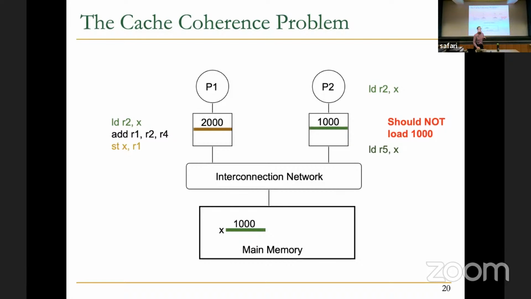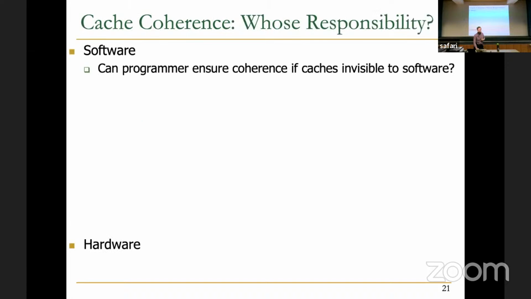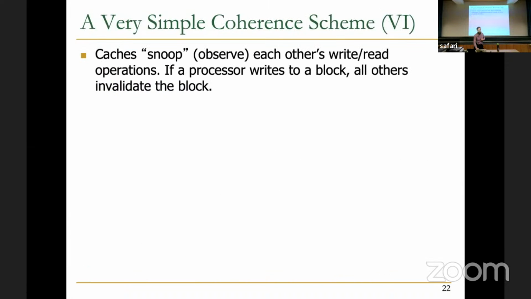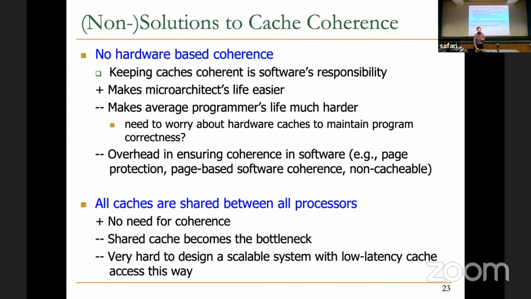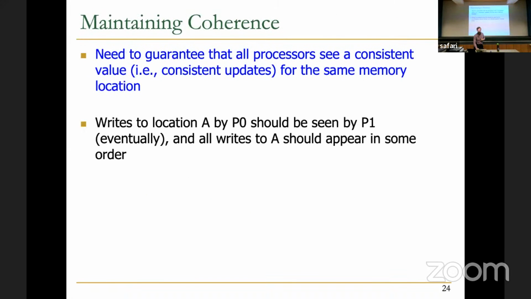It's the data value. It's the value stored in the cache block. That's true. Essentially, updates to the memory location. Maybe in this slide you basically see a consistent value for the same memory location, right? It's really about the value in the memory location.